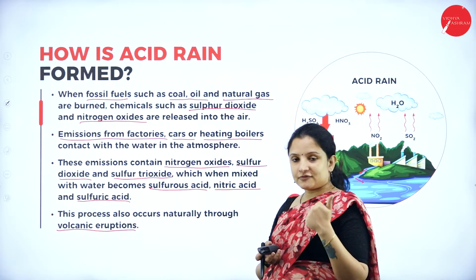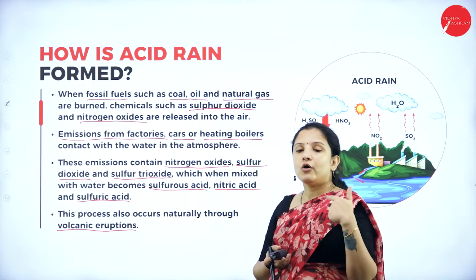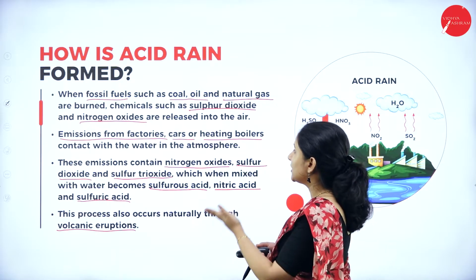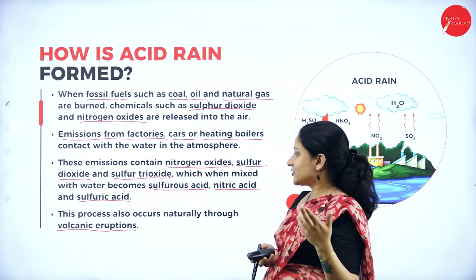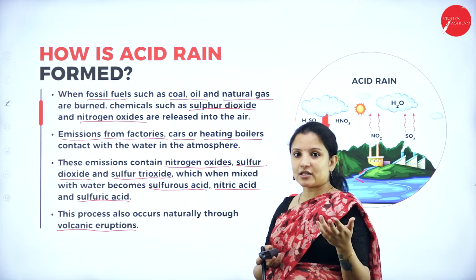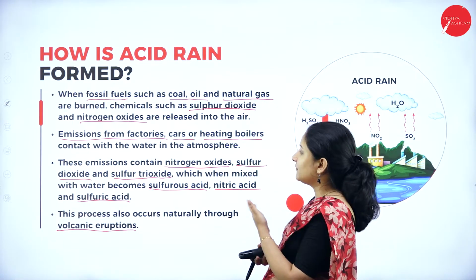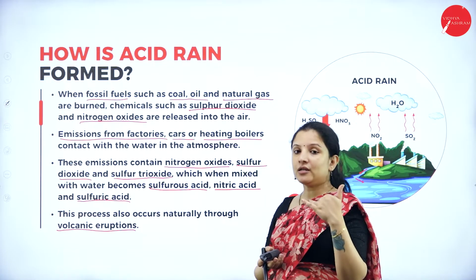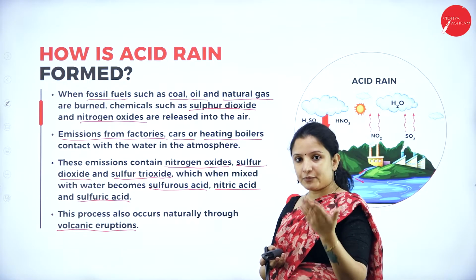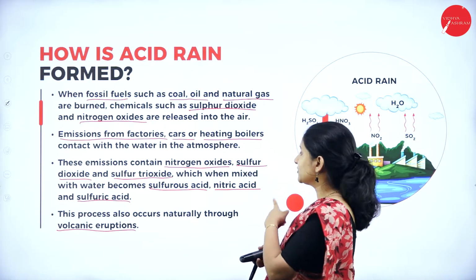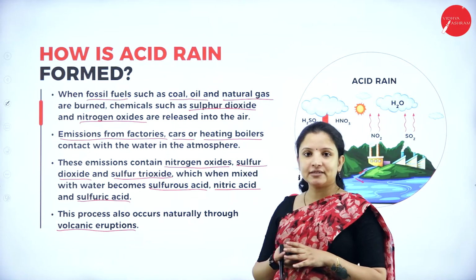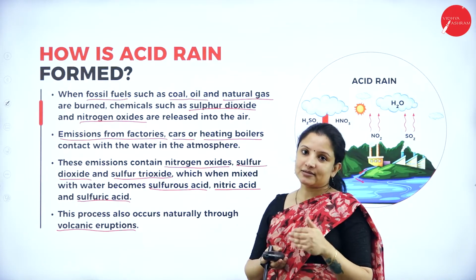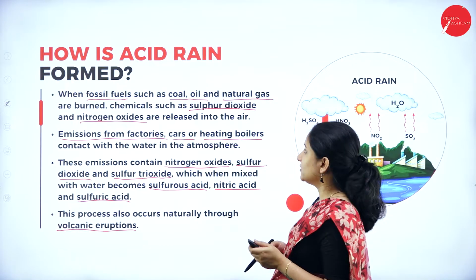So the fossil fuels that are burnt, the emissions, that is the smoke from industries, boilers, cars, etc., and smoke from volcanic eruptions all contain sulfur, nitrogen, etc., which, when mixed with atmospheric water, form sulfuric acid, nitric acid, and so on, and they can come down as acid rain. So this is how acid rain is formed.